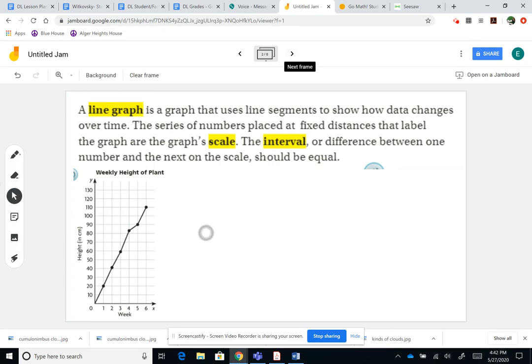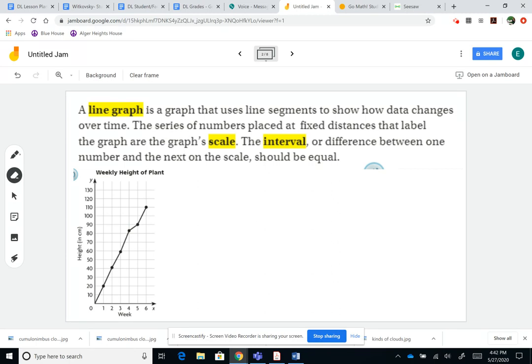This is a picture of a line graph. Let me get some color here. That is a line graph. And you can tell that it's a line graph because the dots are all connected by, you probably guessed it, a line. Now, it's really the other two words that I want you to understand.